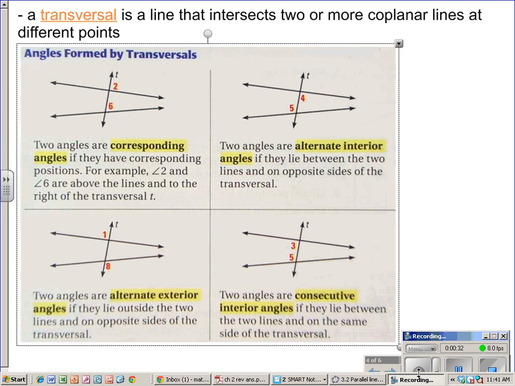Transversal, just another line. It intersects two or more coplanar lines at different points. So if you take a look at these four pictures here, you can see in each picture you've got this line T. That is the transversal. It is a line intersecting two other lines. Now, when that transversal intersects those other two lines, you have some special types of angles. So take a minute, copy down the pictures and the definitions for these things.